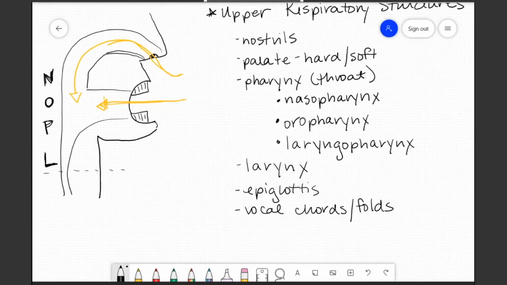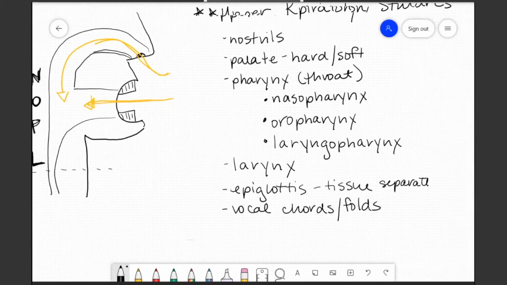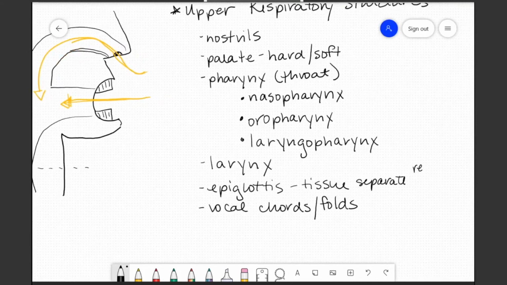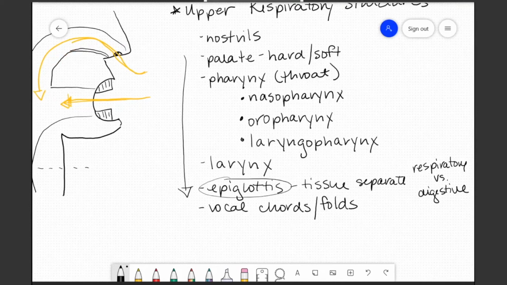Your epiglottis is going to be a flap of connective tissue, and this tissue will actually separate out two systems: your respiratory tract, which we're going to talk about next, versus your digestive tract. So if you intake air through your mouth, it will eventually follow this process. But if you intake food into your mouth, you do not want your food to travel down this entire process. So your epiglottis will actually cover and make food go down the correct track, whereas your air will go down into the lower respiratory structures. So that's kind of the break between the two. So that's the upper respiratory structures.